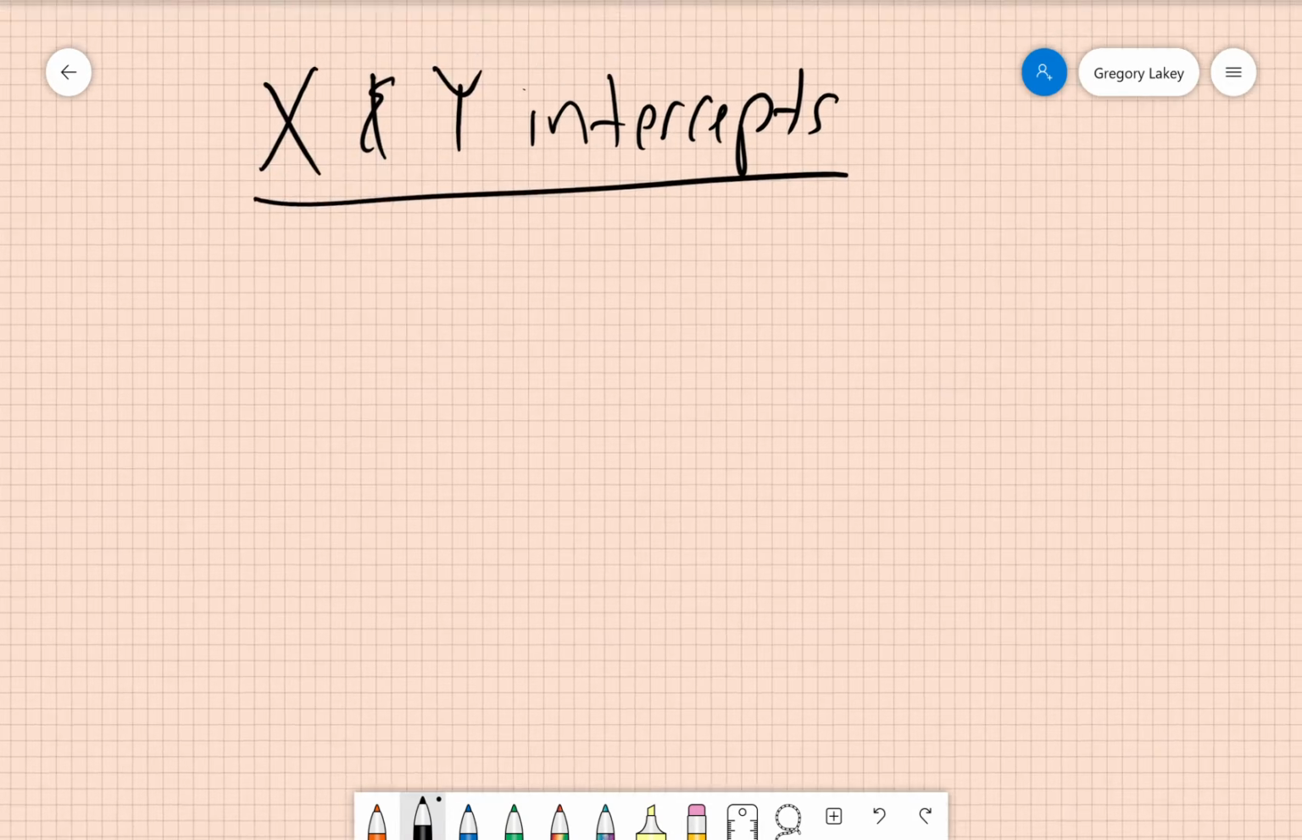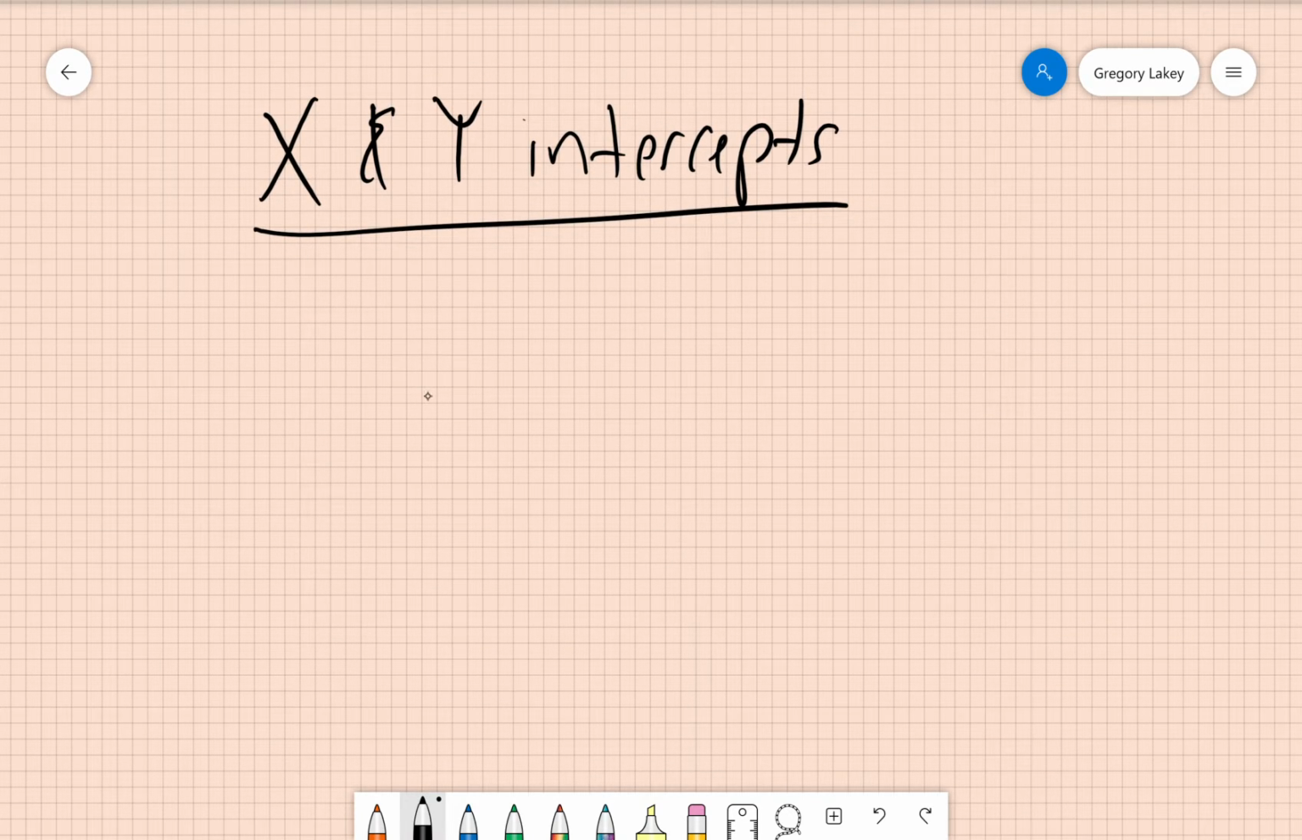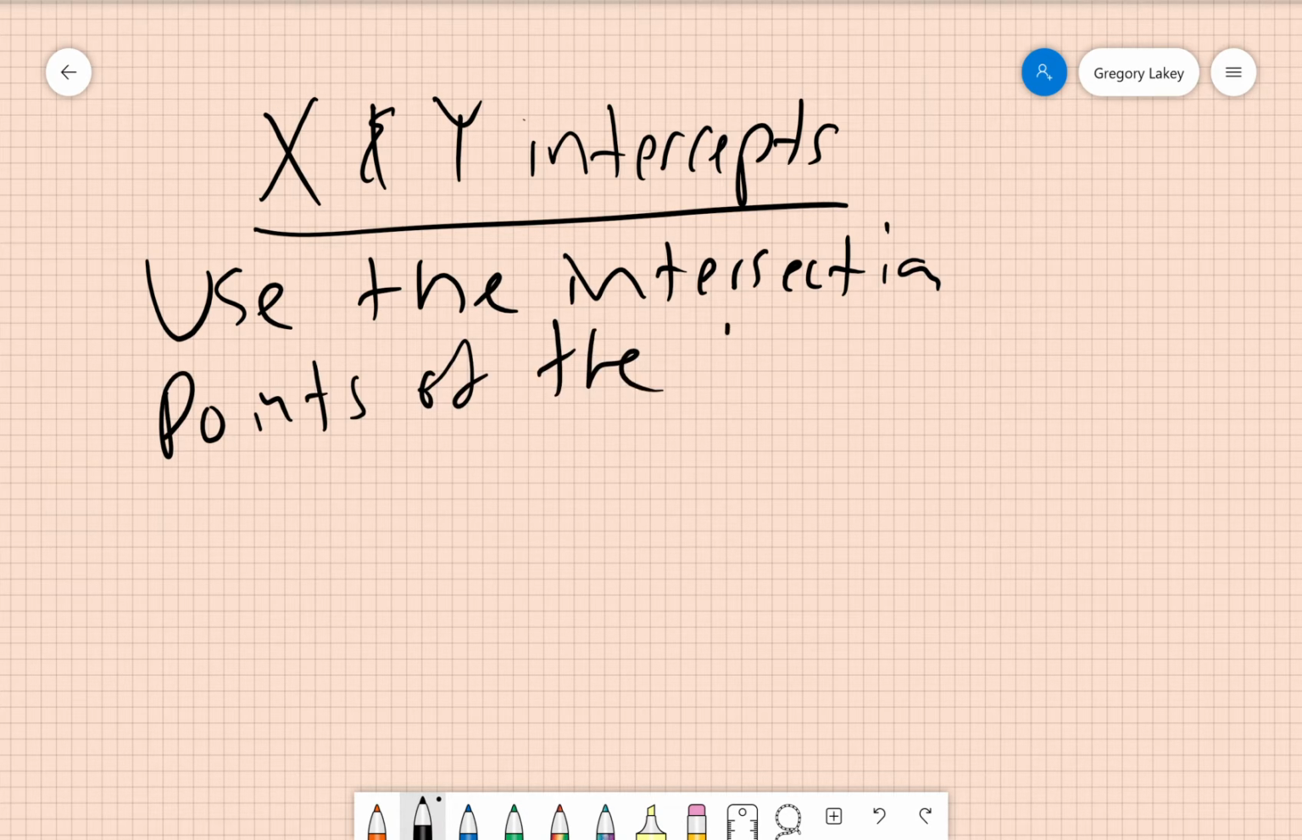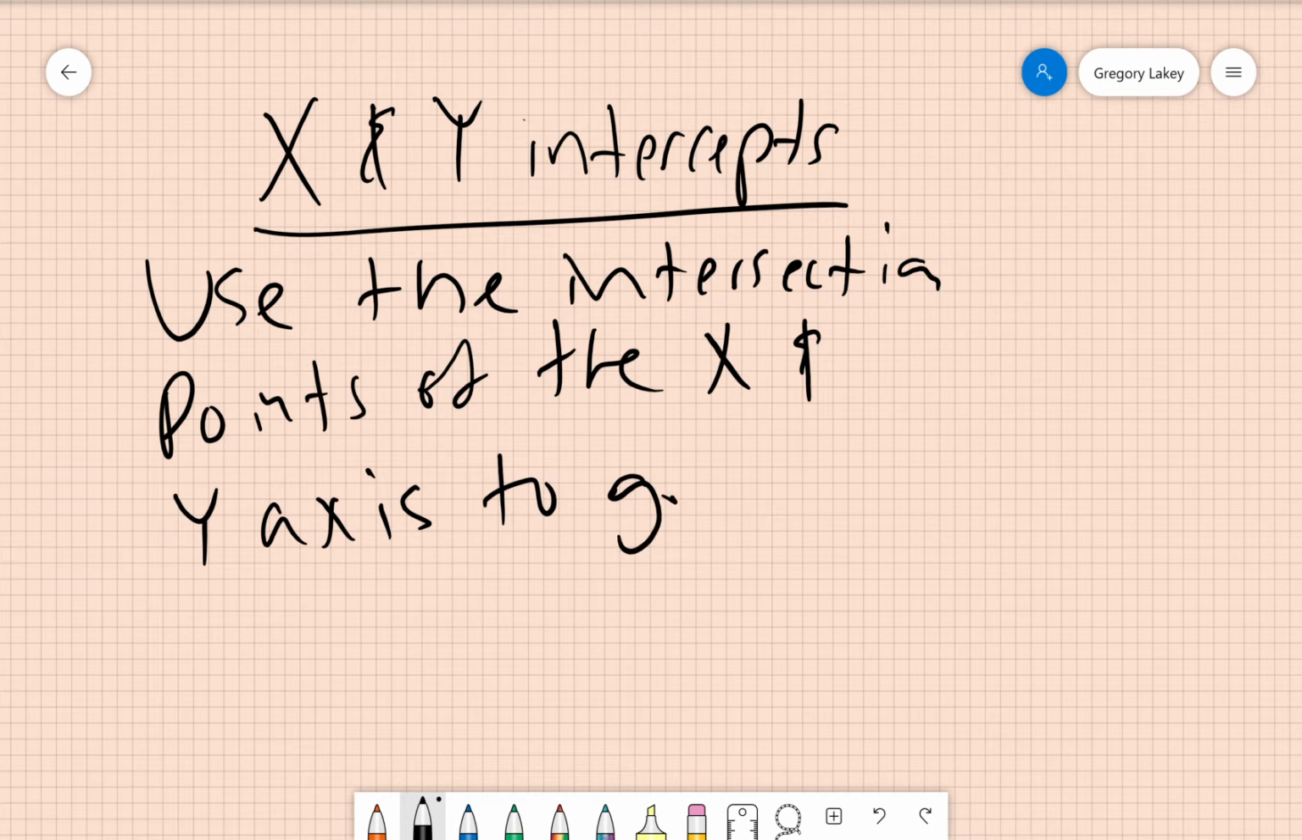And for X and Y intercepts, you use the intersection points of the X and Y axis to graph an equation. So we're going to use the points where the graph is going to cross, is going to intersect the X and the Y axis to graph these equations that we're going to do as an example today.